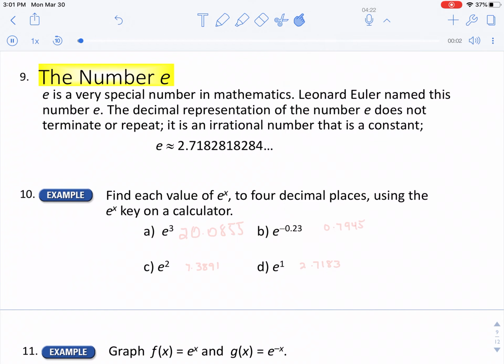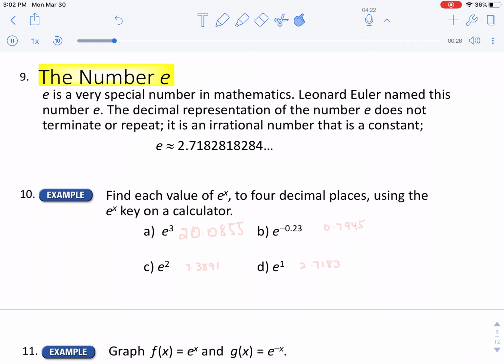E is a very special number in math. Leonard Euler named this number e. The decimal representation of the number e does not terminate or repeat, kind of like pi. It is an irrational number that is a constant. Its approximate value is 2.718281828.